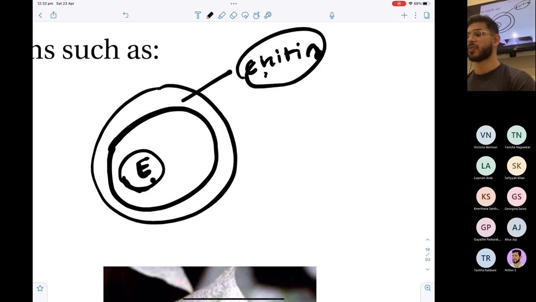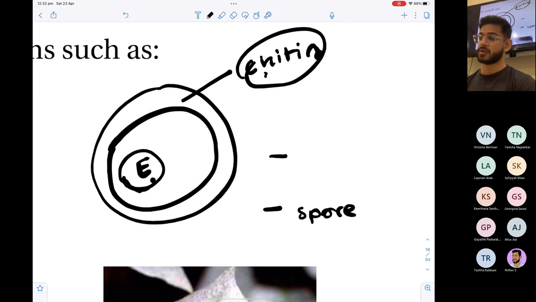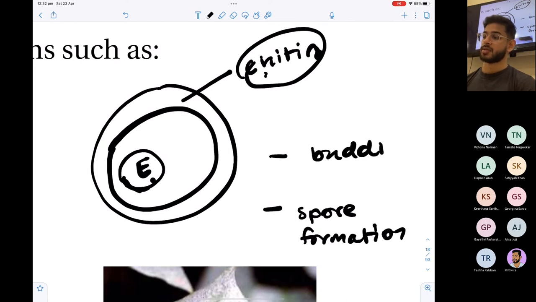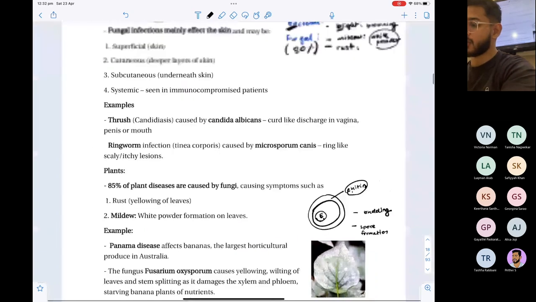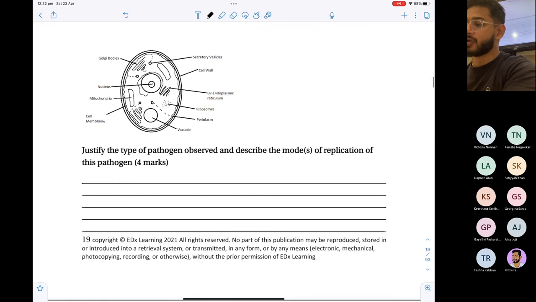Good. How do they reproduce? What's the mechanism of reproduction of fungi? Good. Spore formation. What's another one? Good. They will ask you that because they can test more information in the same question. They link mod 5 to mod 7 in this way. Good. All right, let's move on.